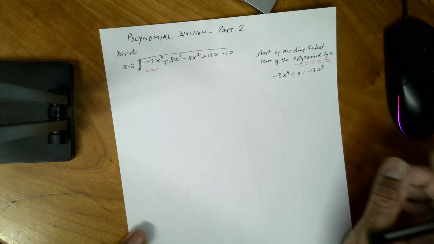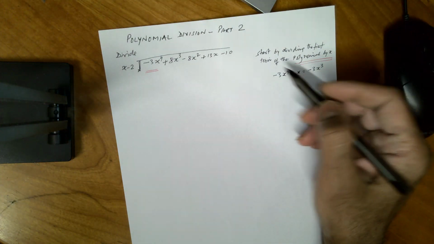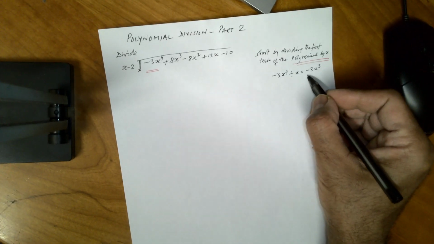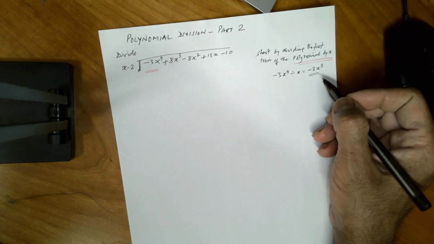Those who haven't watched my previous video, I really recommend that you watch that as well, because that was the introduction to polynomial division, and this is just another example, a bit more complex than the previous one. So that was your first step. You know now that we got minus 3x to the power 3, or x cubed.